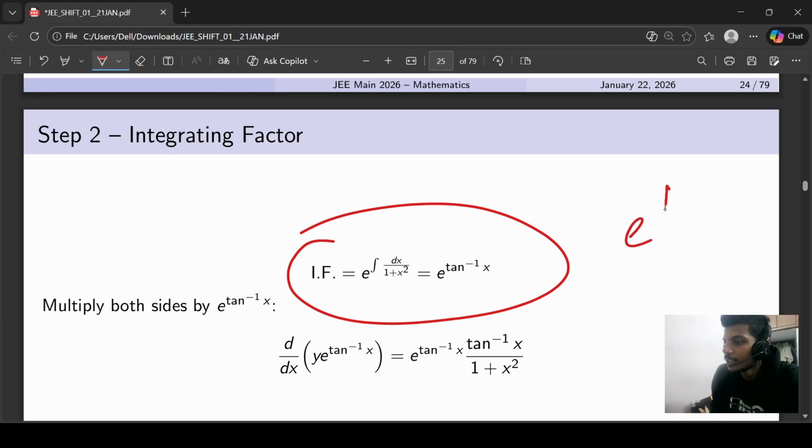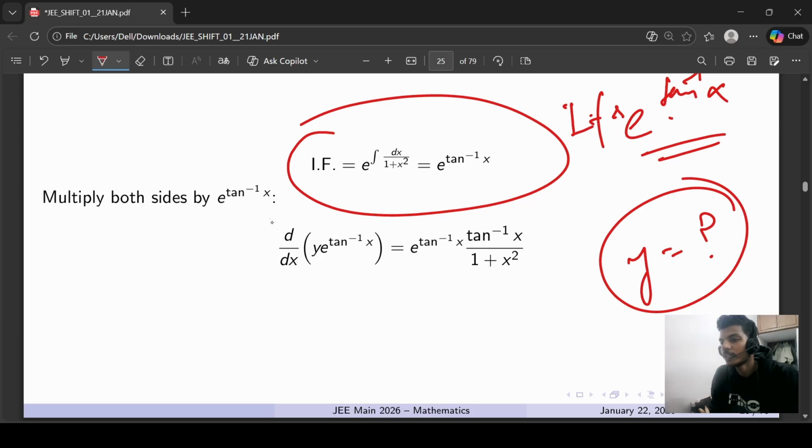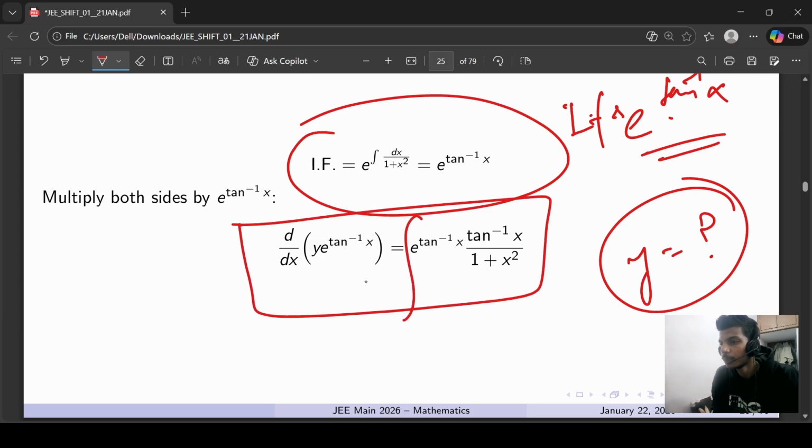It's quite easy, simply e to the power tan inverse of x. This is the integrating factor we came to know. Now what we have to do is find out the value of y, so we have to find the solution. As we very well know, you can put integration here or remove differentiation from here, or you can put differentiation here or remove integration from here. Both are okay for you.